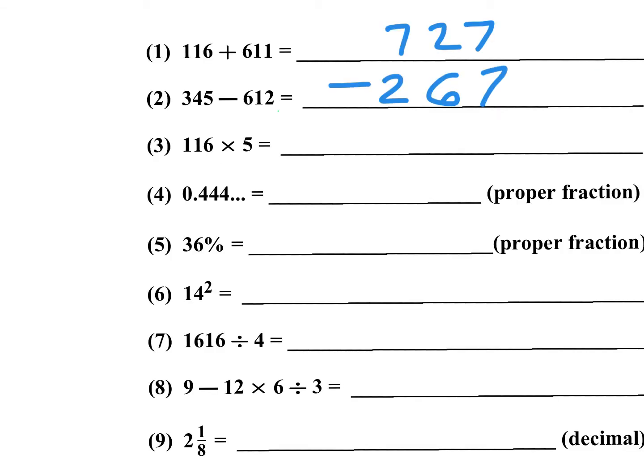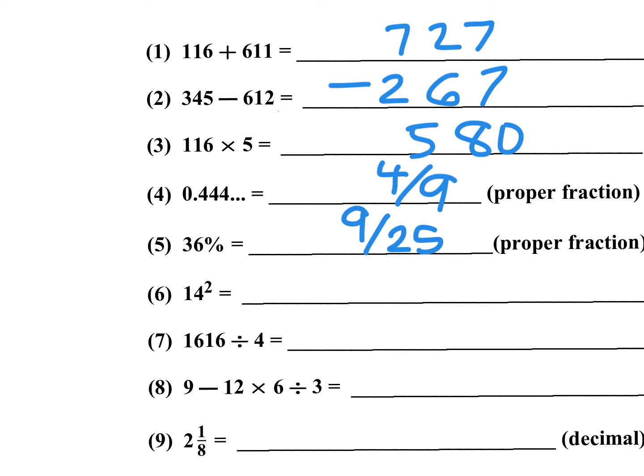Okay, so problem number 3, 116 times 5. You can do 5 times 16, that's 80. And 5 times 1 is 5. So 580 is the answer. Repeating 4s, that's 4 over 9. And if it was repeating in 2 digits, you would put it over 99 and so on. 36% is 36 over 100. Reduced by 4, that would be 9 over 25. 36 over 100 is 9 over 25.